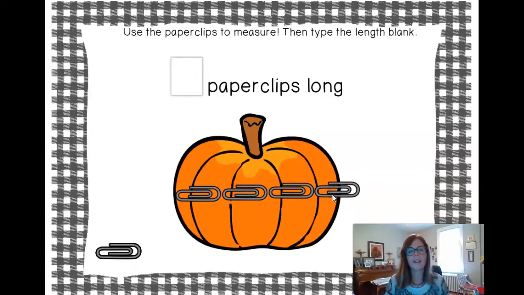This time it's a little different than the bird. There is more than half of the paper clip covering the pumpkin. So I'm going to go ahead and round up and say that this pumpkin is about 4 paper clips long.